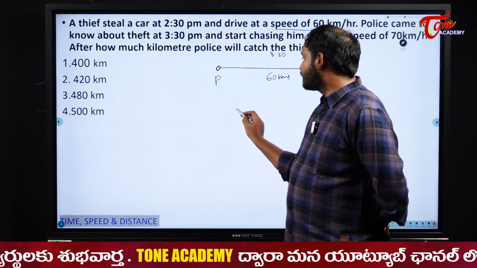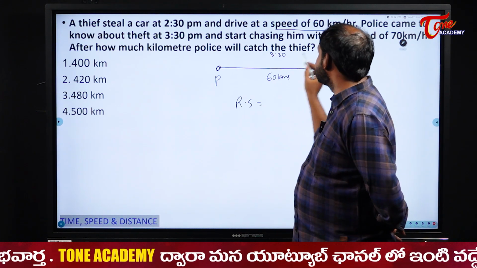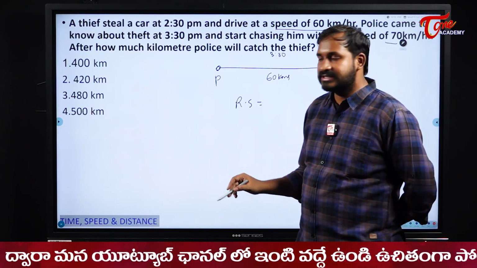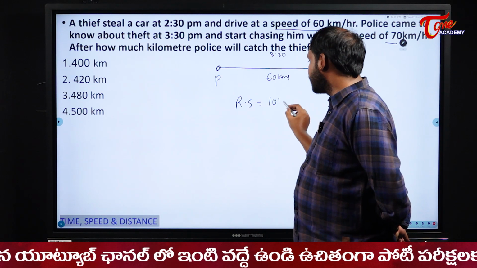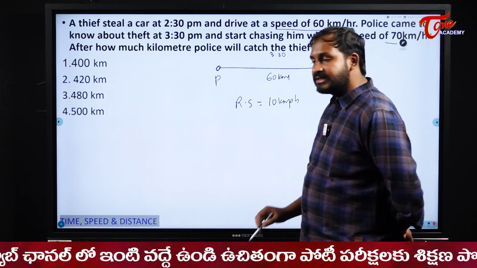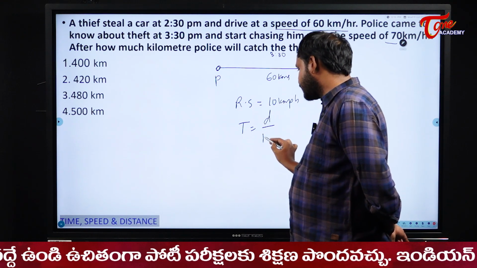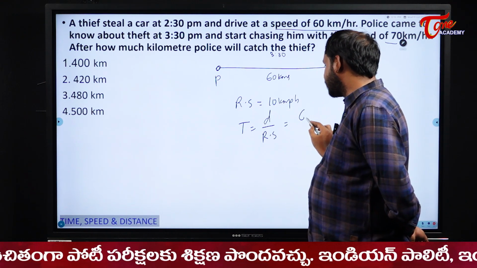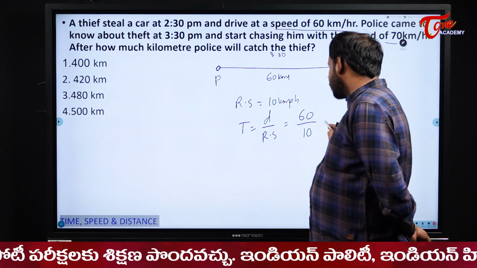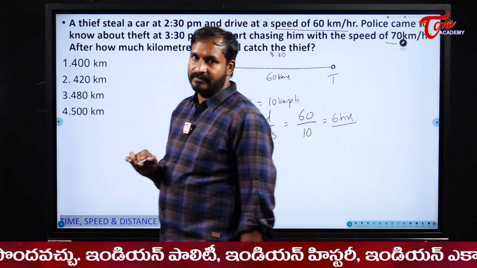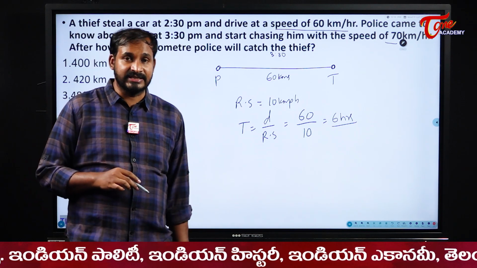What will be the relative speed here? Police speed is 70 km/h and thief speed is 60 km/h. So 70 minus 60, what is the relative speed here? 10 km/h. That means the time taken to catch is equal to distance by relative speed. Distance is what? 60, and relative speed is what? 10. So the police will catch the thief in what time? 6 hours. After chasing, he will catch him in 6 hours.